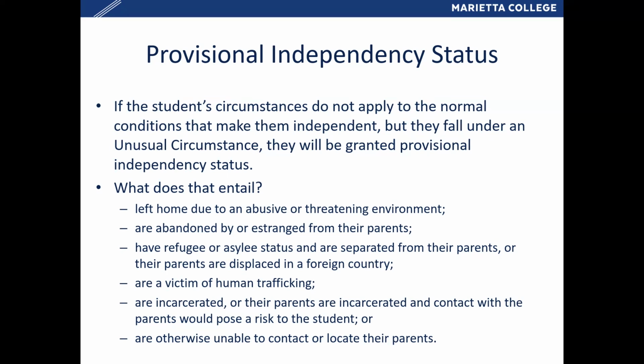So what is an unusual circumstance? That is multiple examples. They left home due to an abusive or threatening environment, they are estranged from their parents, have refugee or asylum status and are separated from their parents, are a victim of human trafficking, are incarcerated, or are otherwise unable to contact or locate their parents. This is not necessarily an inclusive list of all the examples that would make the student a provisional independent student under an unusual circumstance, but this is commonly what that situation would look like.